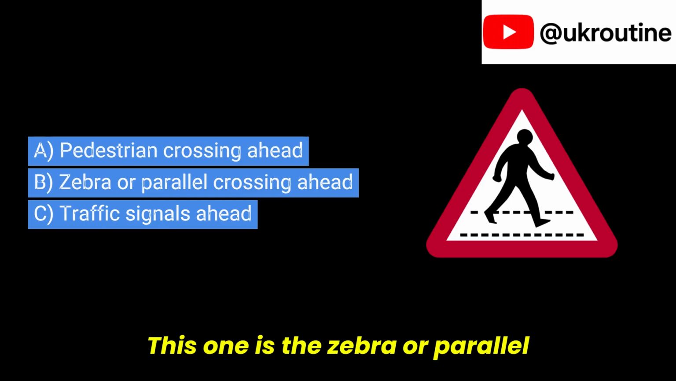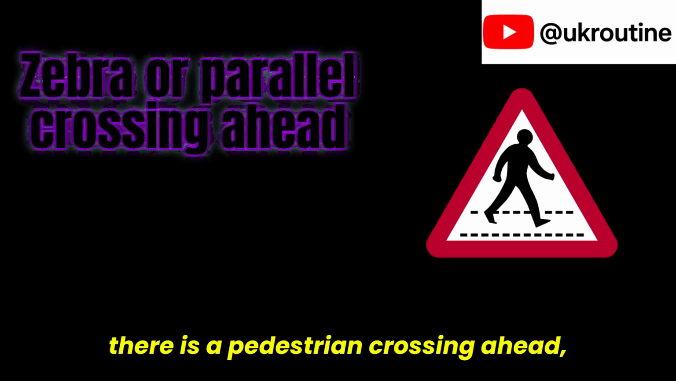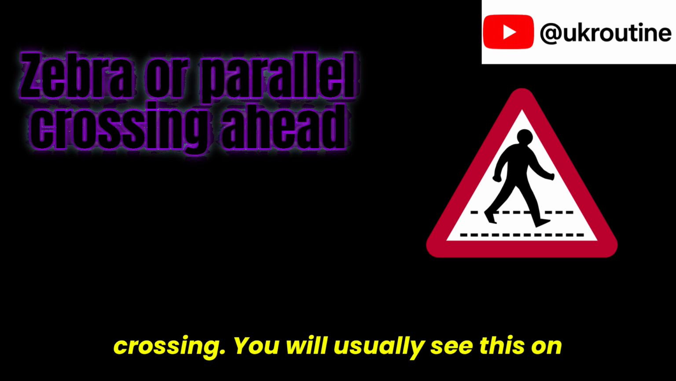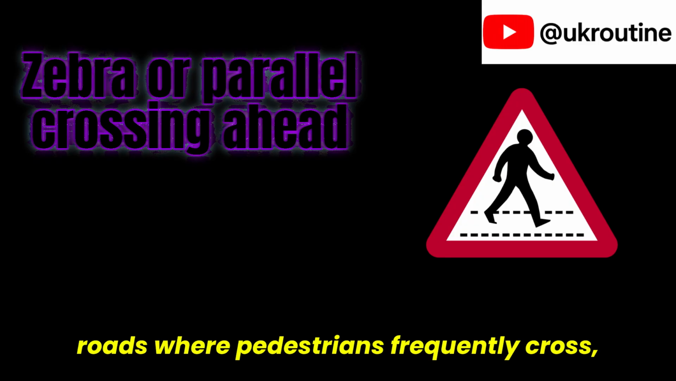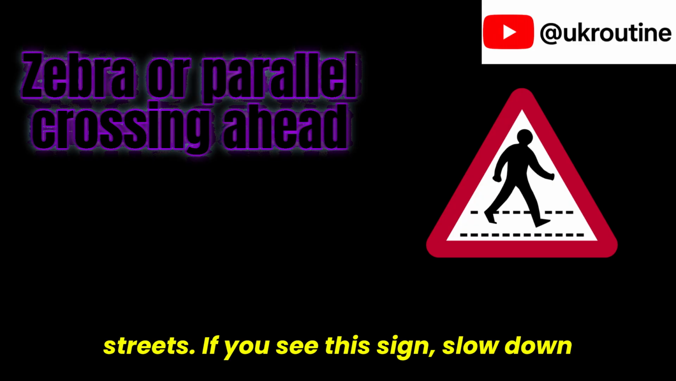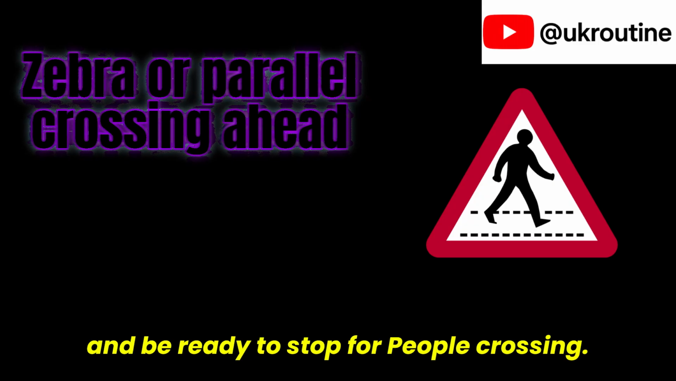This one is the zebra or parallel crossing ahead warning sign. It means there is a pedestrian crossing ahead, either a zebra crossing or a parallel crossing. You will usually see this on roads where pedestrians frequently cross, such as near shops, schools, or busy streets. If you see this sign, slow down and be ready to stop for people crossing.